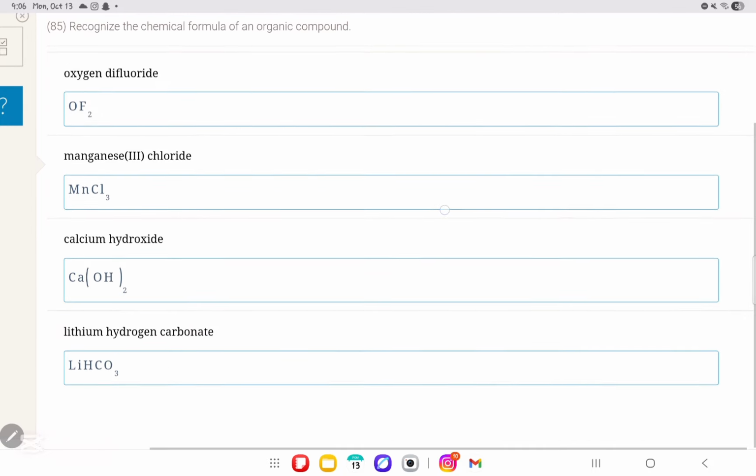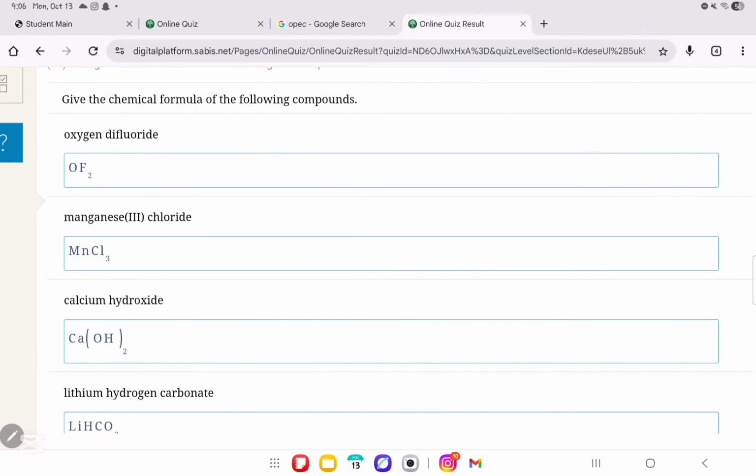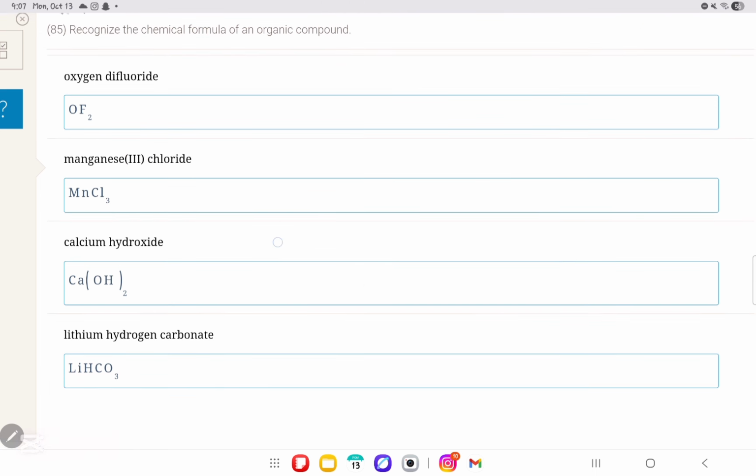Now, last but not least, question number 32. This is the naming. It's easy. So oxygen difluoride, it's definitely oxygen, fluorine, di means we have 2 fluorines, so OF2. Manganese trichloride, manganese is Mn 3 plus, chloride is Cl minus. You do crisscross, MnCl3. Now calcium hydroxide, what's calcium hydroxide? It's calcium Ca 2 plus, hydroxide OH minus, crisscross, Ca(OH)2.